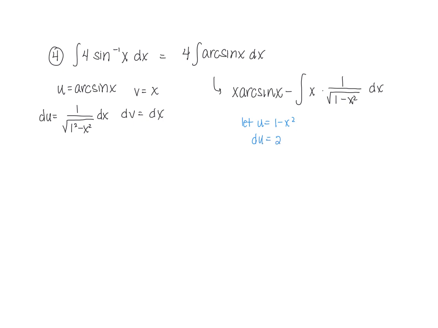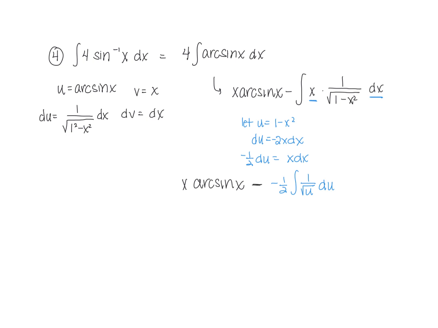So du equals negative 2x dx. I don't want that, so I want negative 1/2 du equals x dx. And that I have a clean substitution for. So really this part becomes negative 1/2 the integral of 1 over the square root of u du. We, of course, still have this x arcsine of x in the front, and it was minus that. Yeah, so I have 2 negative signs, so I could make that a positive at this point.